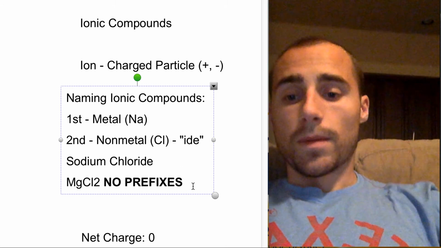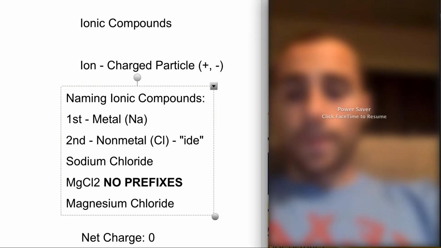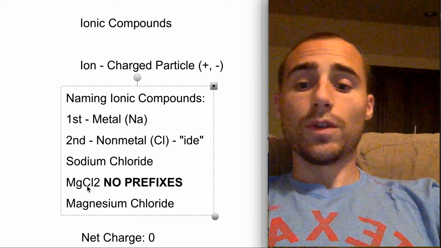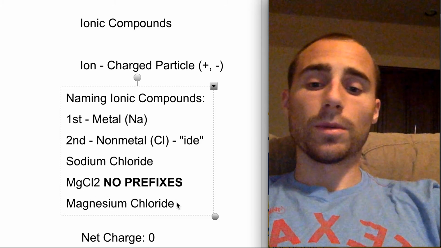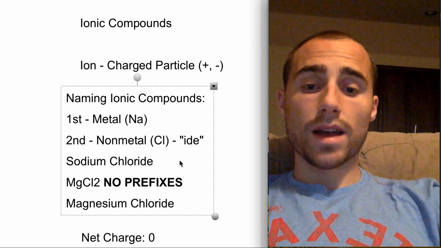So magnesium chloride, it's just going to be magnesium chloride. No prefixes, no nothing. You don't have to worry about this too. It's still the same name. Even if it was just Mg2Cl4, it'd still just be magnesium chloride. So metal comes first, non-metal second, and then make sure you end it in "ide."